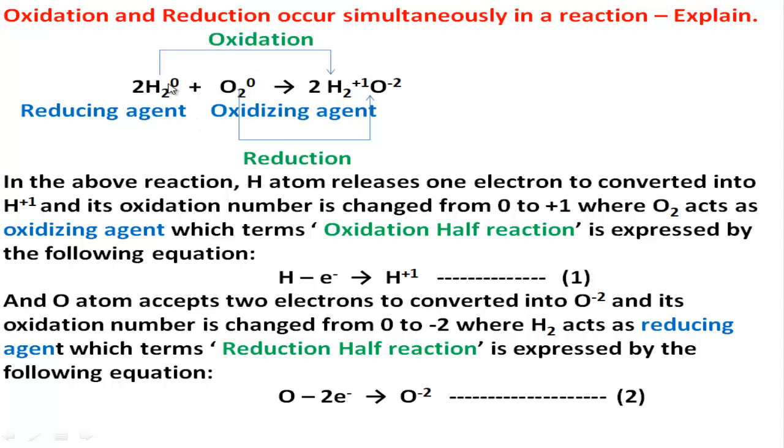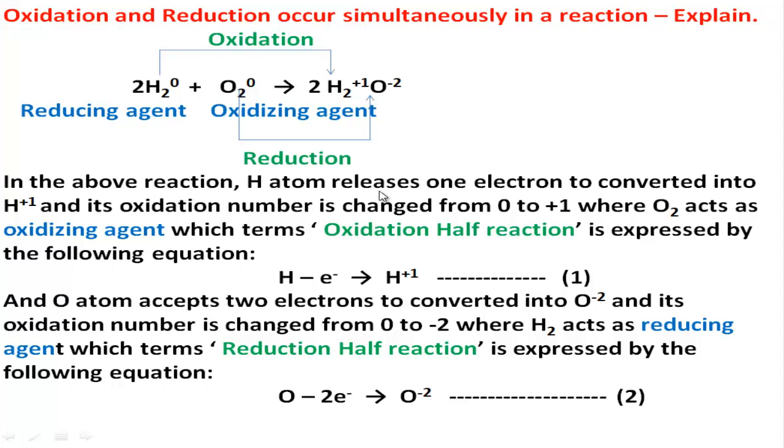Follow here: hydrogen's oxidation number 0 is converted into +1, so oxidation occurs, and oxygen's oxidation number 0 to -2, so reduction occurs here. Now you also have to mention in the equation the reducing agent and the oxidizing agent. After completing the equation this way, you have to give the language shortly.